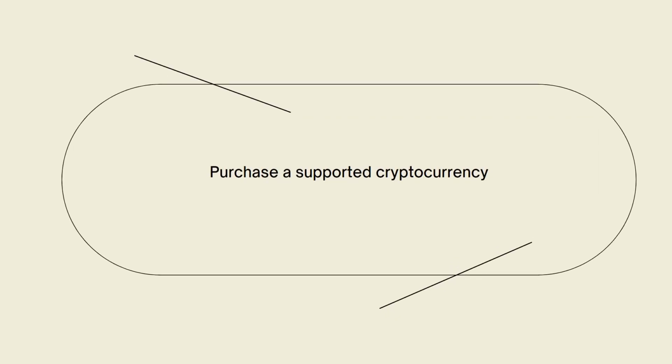First of all, what you need to do is to purchase a supported cryptocurrency. On a cryptocurrency exchange or platform that supports purchasing Baby Doge, buy a supported cryptocurrency such as Binance Coin or Ethereum. Ensure that the chosen exchange supports the trading pair for Baby Doge with the selected cryptocurrency.